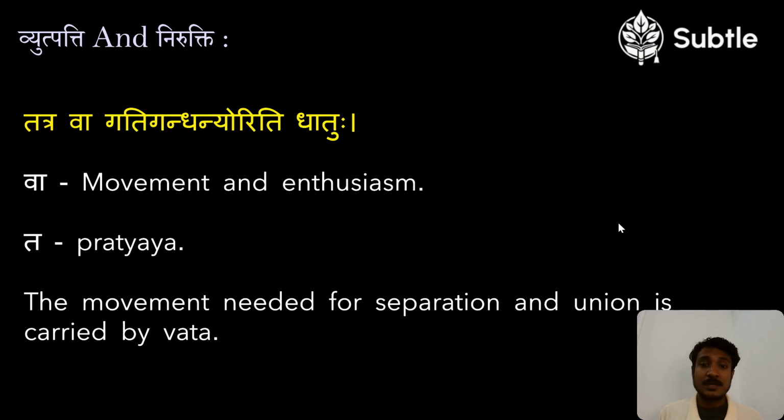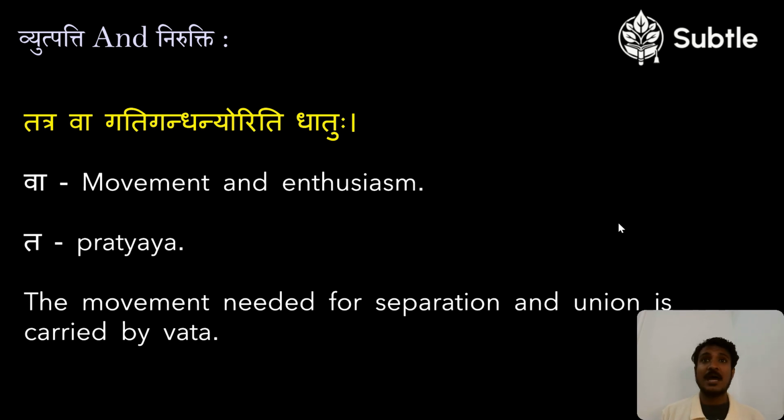Okay, next. Utpatti and Nirukti. As I've told you, all the Sanskrit words have their derivation and root words, right? So for Vata, what is the root word? What is the derivation for it? Where does this word come from? European languages do not have any particular meaning. They just give a word. Sometimes it will have a meaning. They will say that it is coming either from Latin or Greek. Otherwise, in the English language, there are not many root words or differentiation of the words.